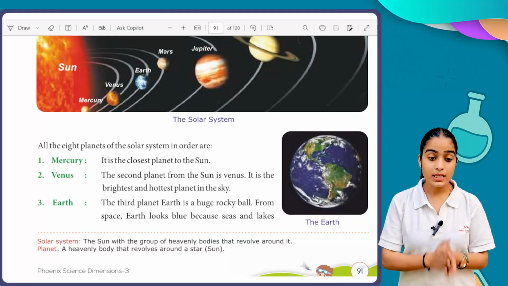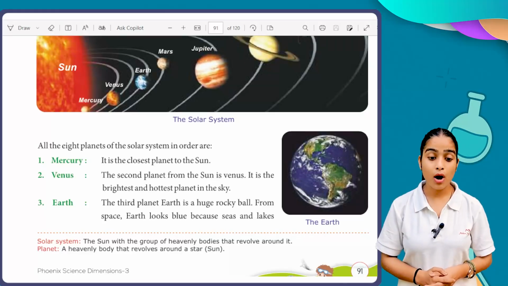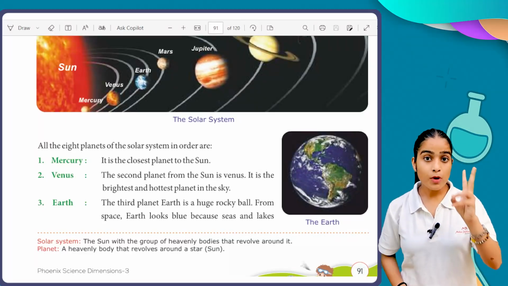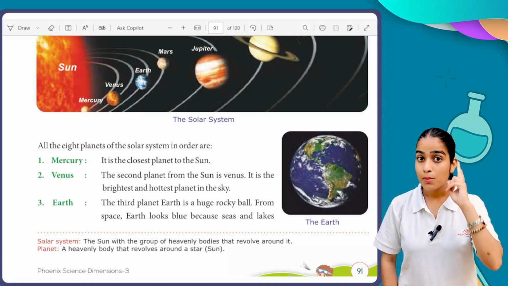Next, Venus. The second planet from the sun is Venus. It is the brightest and hottest planet in the sky. The two properties we understood about Venus are that it's the hottest and it's the brightest.